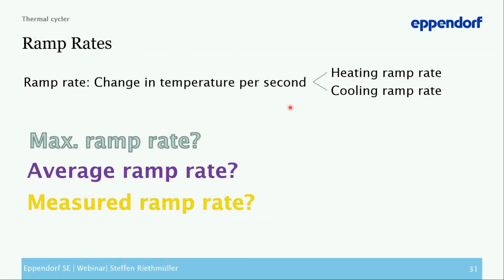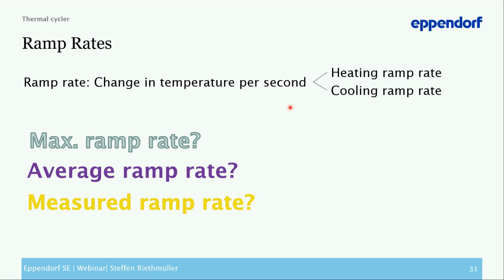And the first thing I would address is the ramp rate. So the ramp rate is the change in temperature per second. For each thermocycler, we have a heating ramp rate and a cooling ramp rate, so to say, the heating speed and the cooling speed. And normally this is not the same. Normally the heating is faster than the cooling.